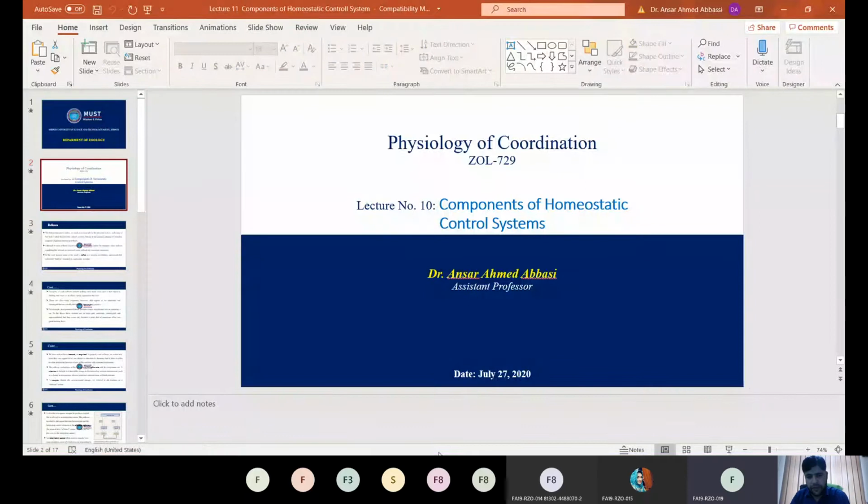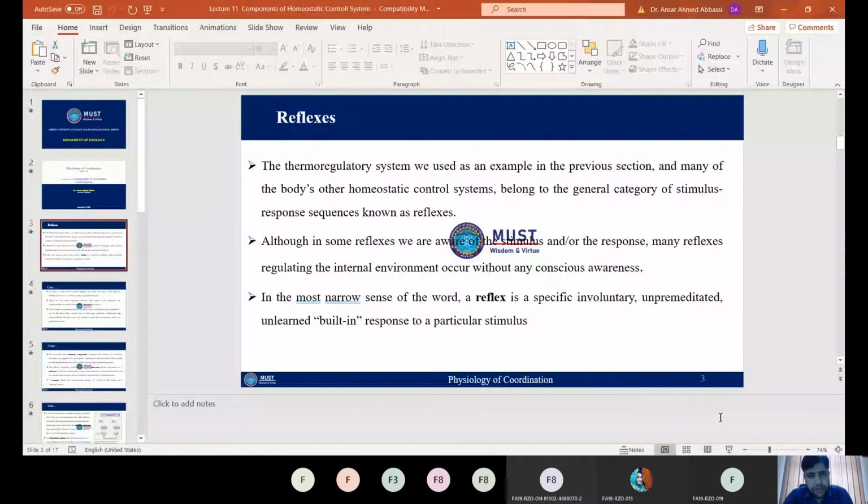Yes sir, now it is visible. Okay, today we shall discuss the components of the homeostatic control system, and the first component of the homeostatic control system is reflexes. We have previously discussed the thermoregulatory system and explained that whole process with the help of various examples. Various other homeostatic control systems, like the thermoregulatory system, are basically included in stimulus-response sequences, which we can also call reflexes. Once they are stimulated, they produce a response, and this stimulus-response sequence is known as a reflex.